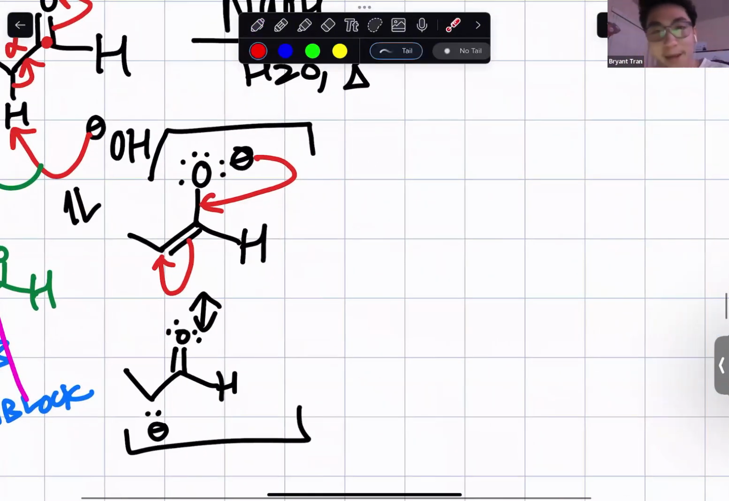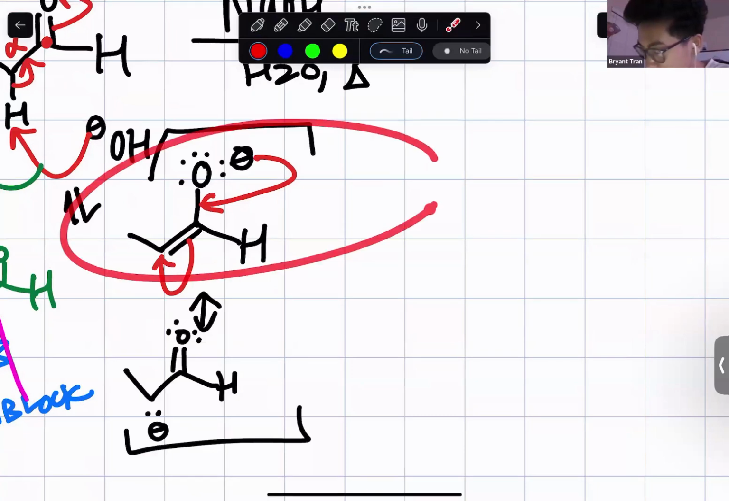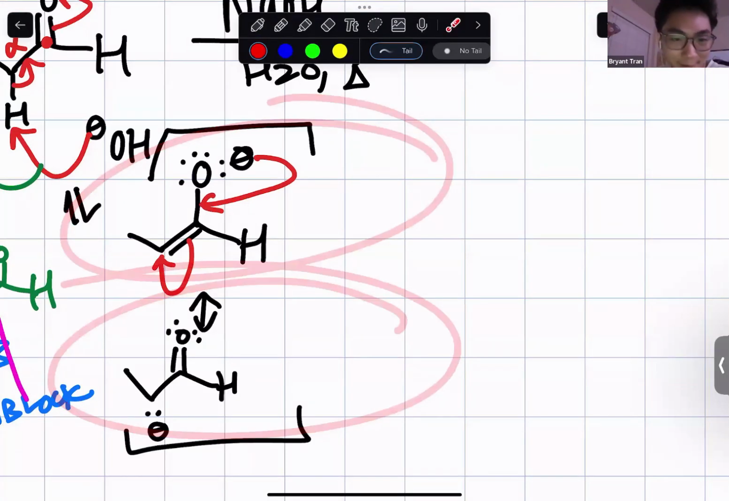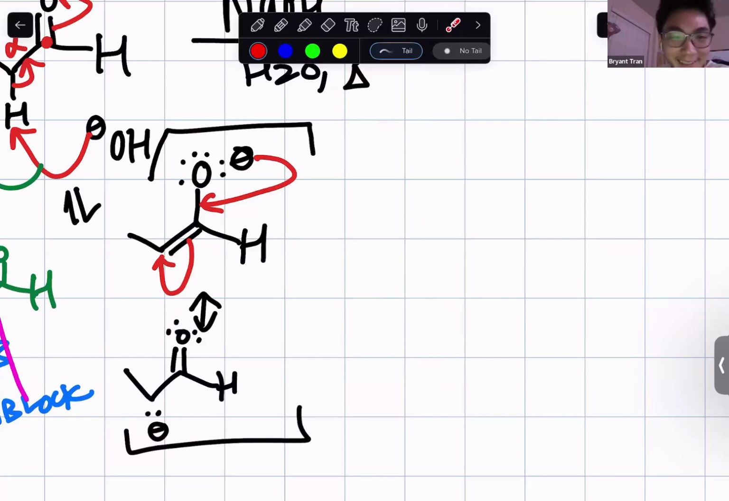Now, which one would you say is the major resonance structure? The one on the top or the one on the bottom? Which one looks more stable for you? The bottom one. And why would you say that? What factor makes that more stable? The double bond. Oh, you're thinking about the double bond strength. Yes, this carbon double bond oxygen is stronger than that carbon double bond carbon, right? That is a stronger bond, right there.